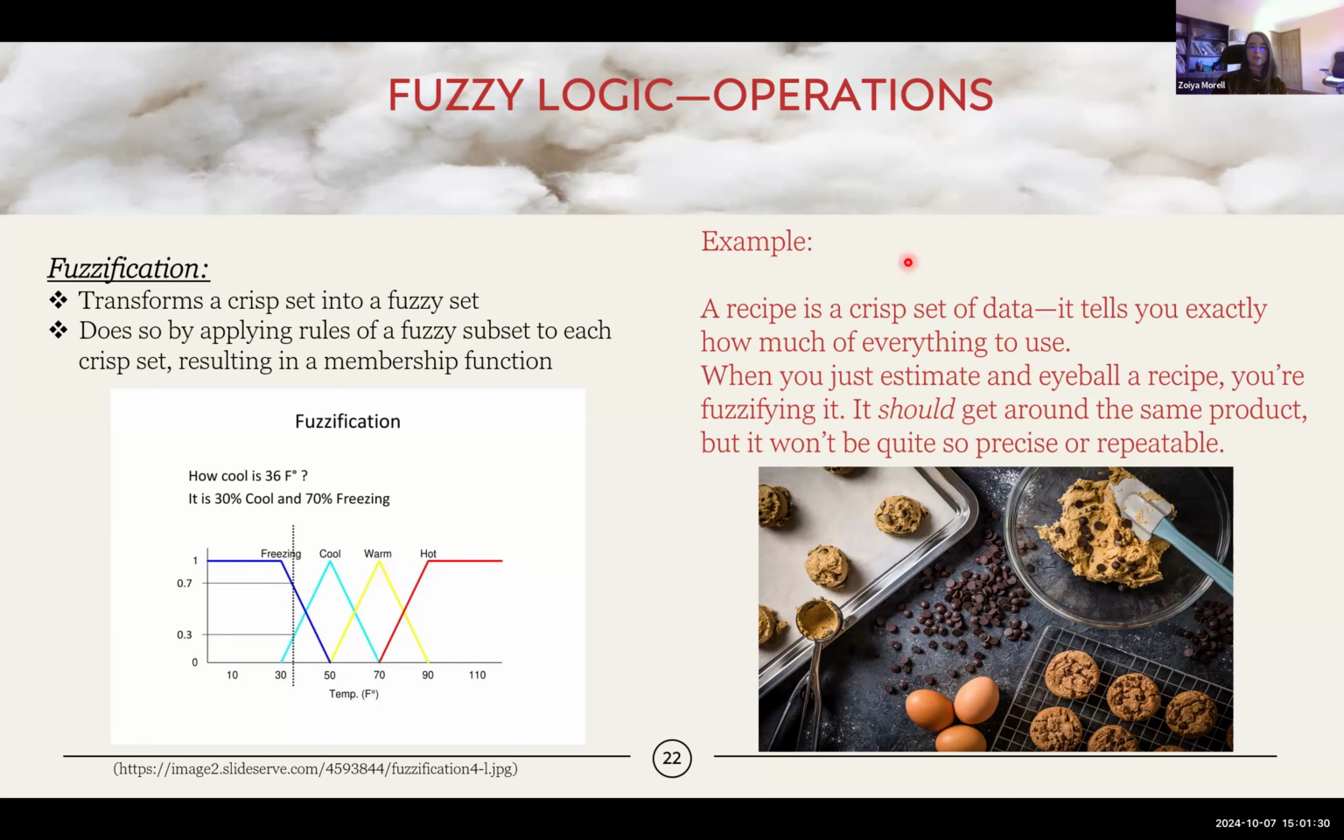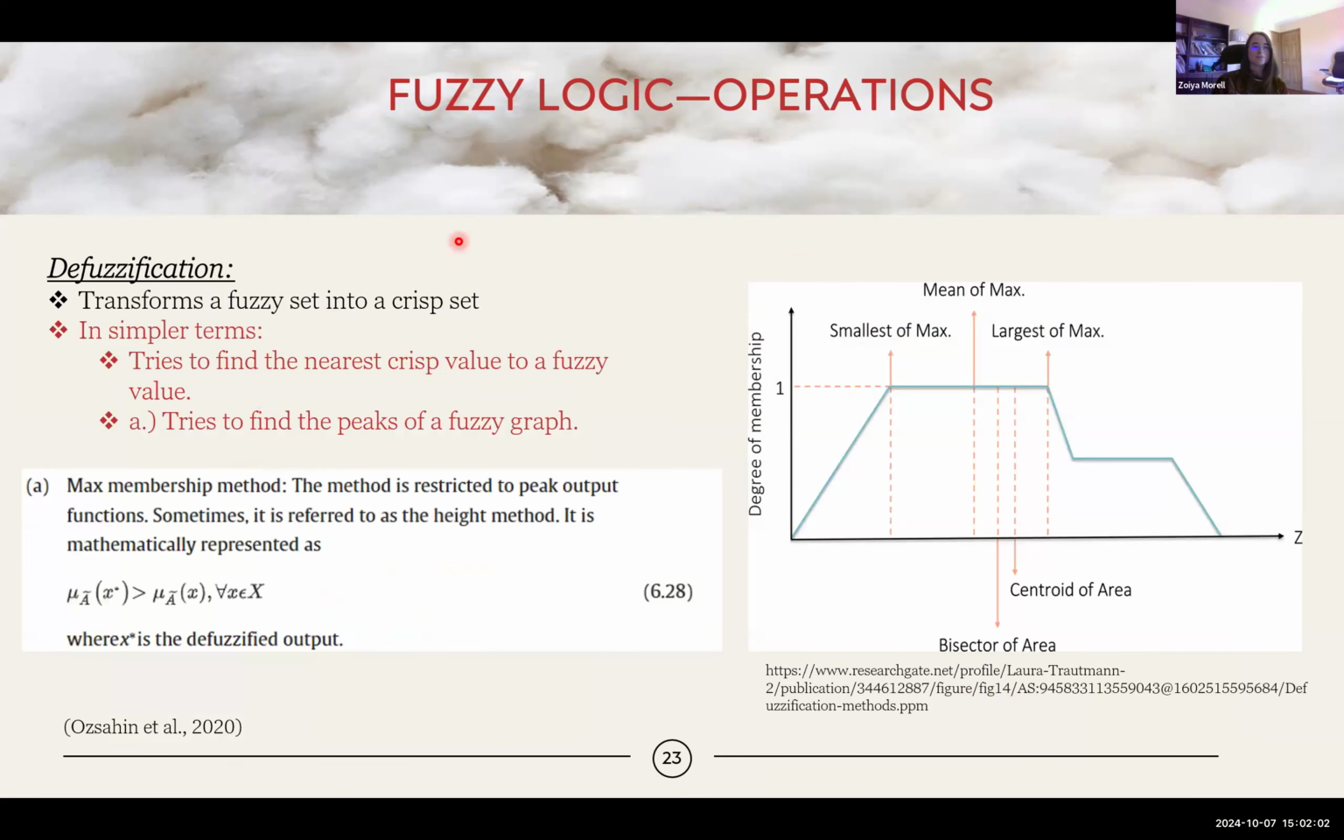So a recipe, for example, is a crisp set of data. You might have exactly 1 teaspoon this, 1 tablespoon that. It tells you exactly how much to use. But when you just estimate and eyeball a recipe, you are actually fuzzifying it. So you should get around the same product, but it won't be as repeatable. And my favorite example is chocolate chips. If it tells you to put a cup of chocolate chips in the recipe, don't let anyone tell you what to do. Put as many chocolate chips as you want. You fuzzify that recipe.